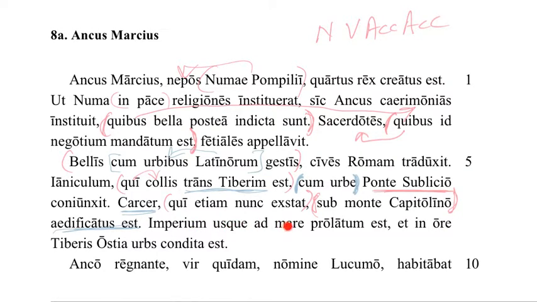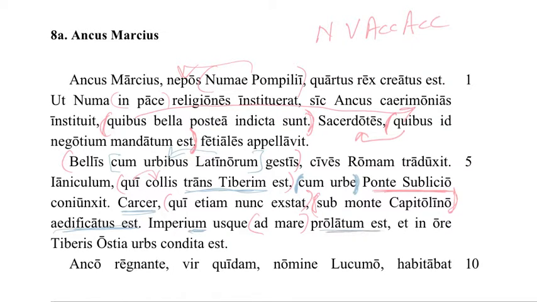Imperium usque ad mare prolatum est, et in ore Tiberus ostia urbs condita est. Okay, imperium here, neuter, so is it nominative or accusative? Hold that thought and we'll find out. Before we find out what it's doing in the sentence, we know that we have a prepositional phrase, ad mare. Oh, and then here's your verb, prolatum est. Again, this is passive and it's got the um ending. So since it's passive, it's not going to take a direct object. Imperium, also neuter, so that must be a nominative subject.